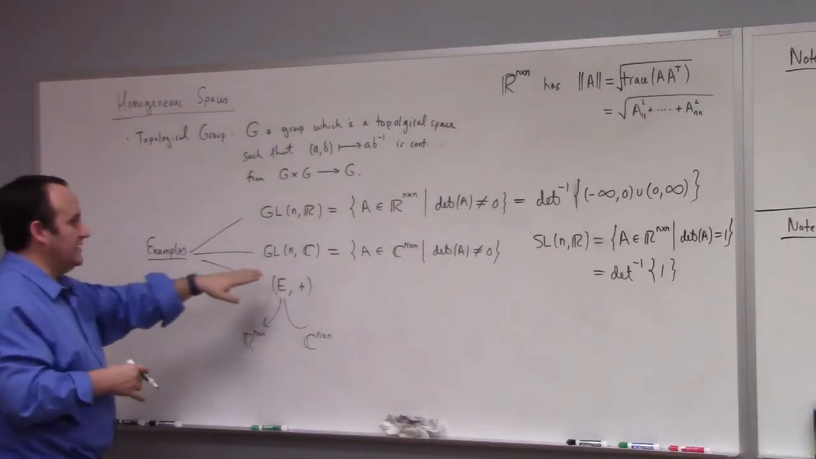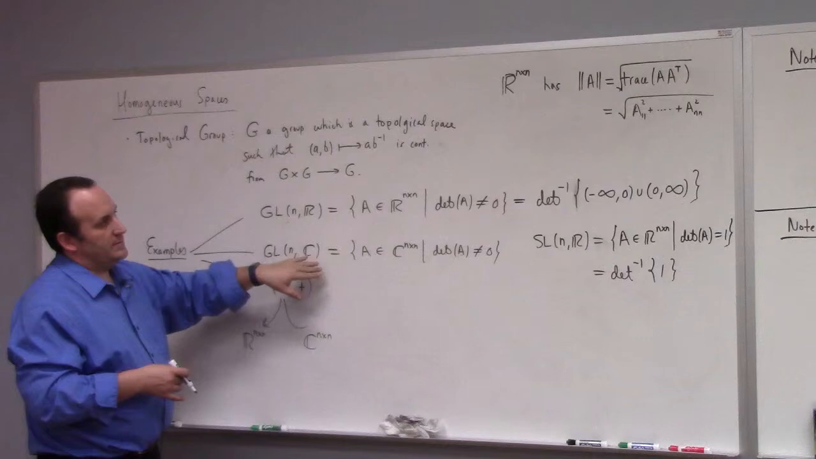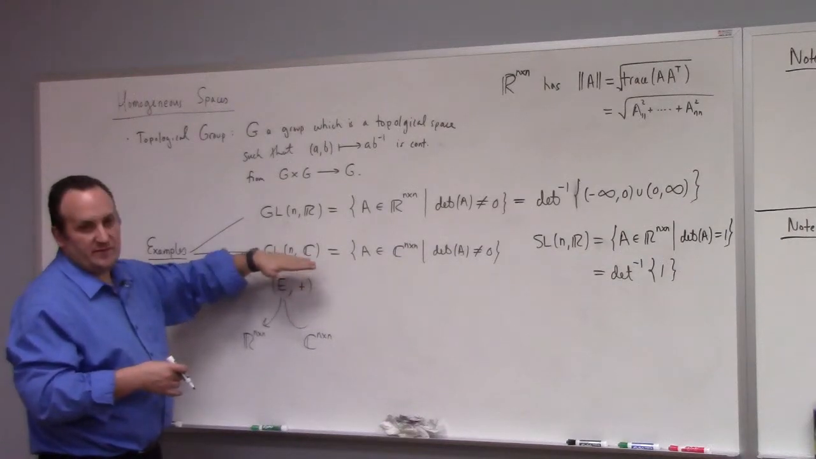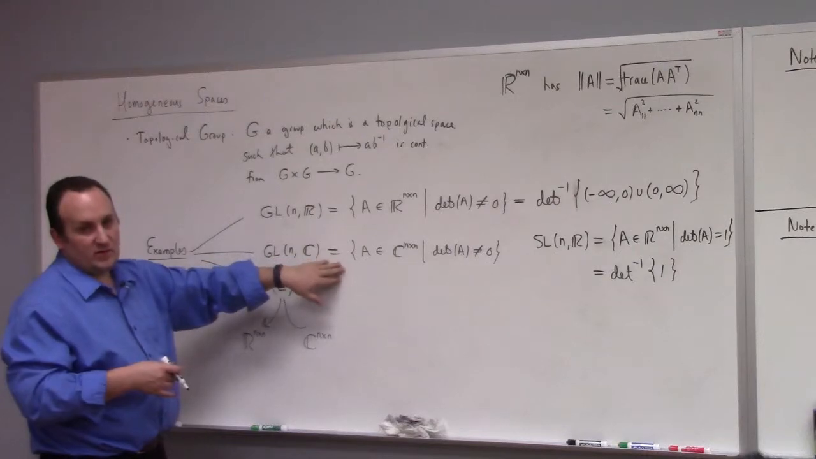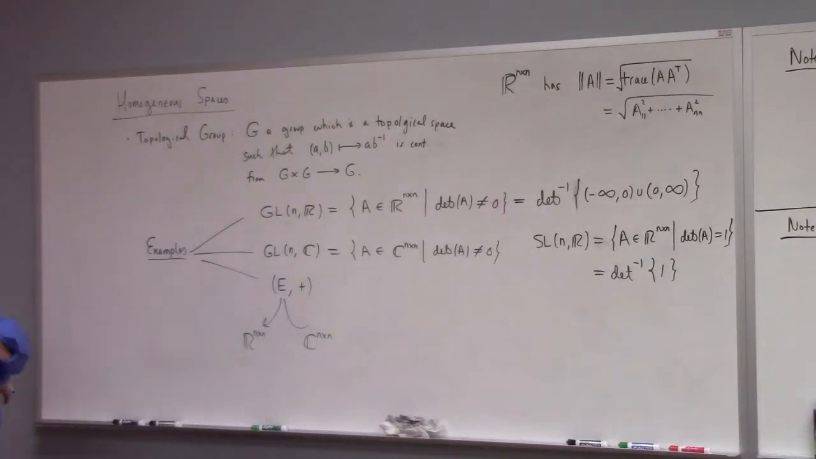Now, similarly, there's similar things that can be said for GLNC. This is again open. I believe this is an open. This is also open, right? This is also open, but it's the inverse image of what?